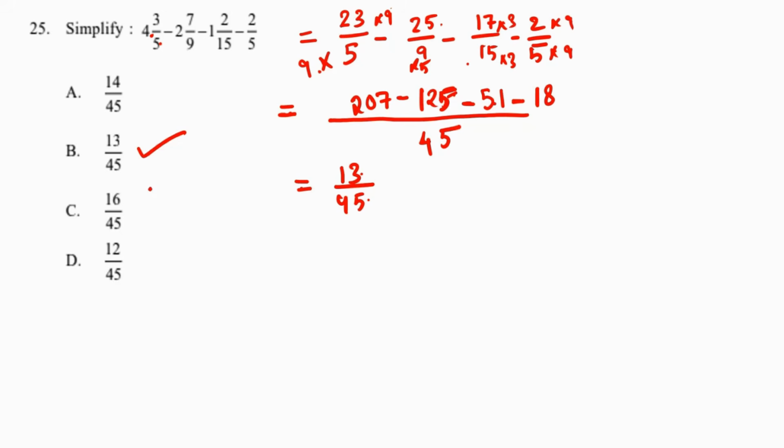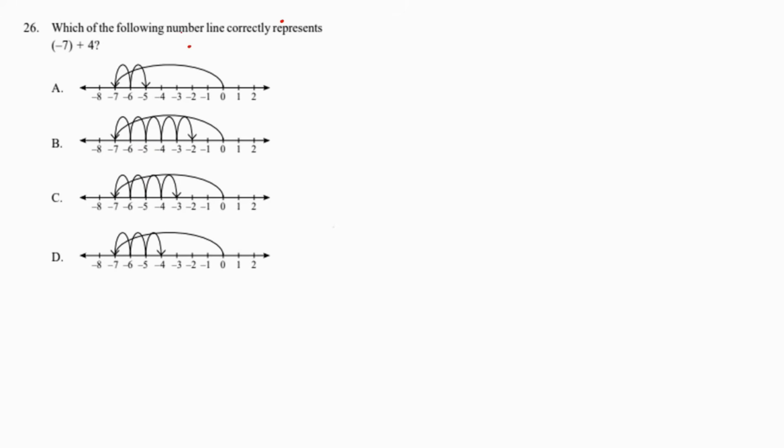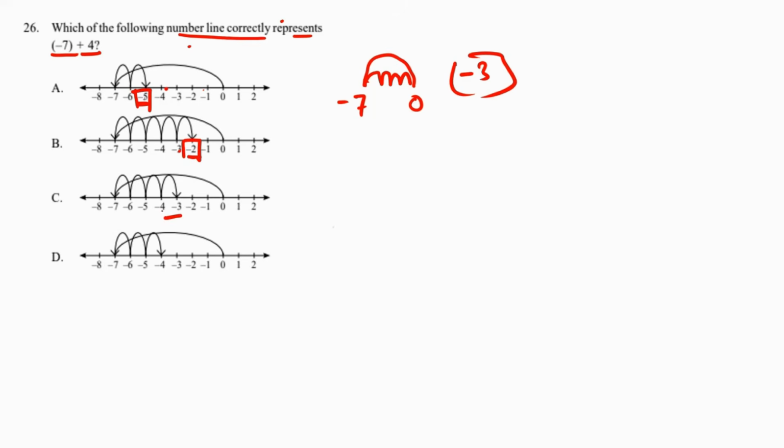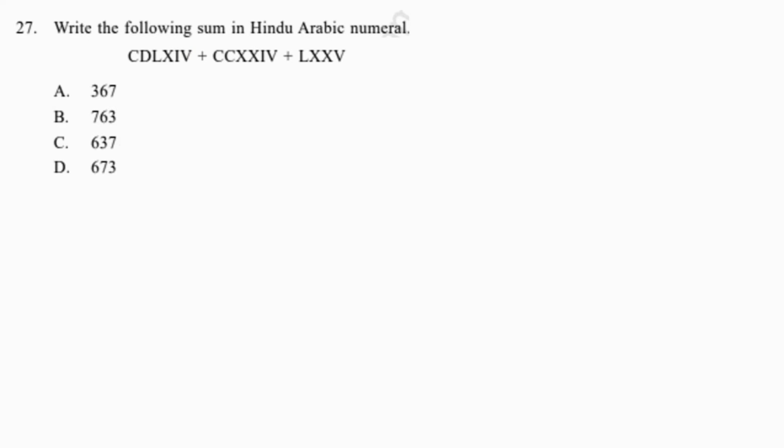Moving on to the next question. Which of the following number lines correctly represents minus 7 plus 4? Minus 7 plus 4 means the first jump should be from 0 to minus 7. And since it's a positive 4, it should come back 4 steps. That would result in minus 3. Now let's check the options. This is first of all not resulting in minus 3, so eliminated. This one also not resulting in minus 3. Eliminated. This one, yes, resulting in minus 3. This one again not resulting in minus 3. So the only possible answer is option C.